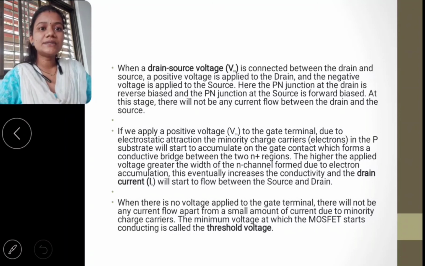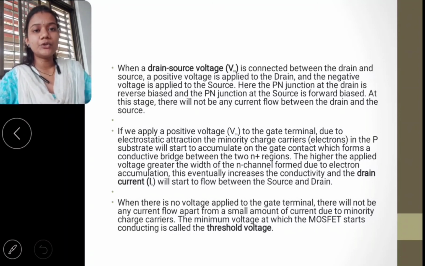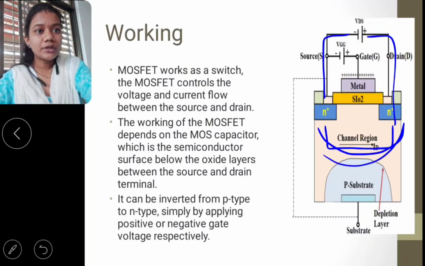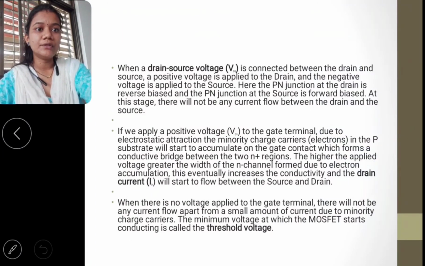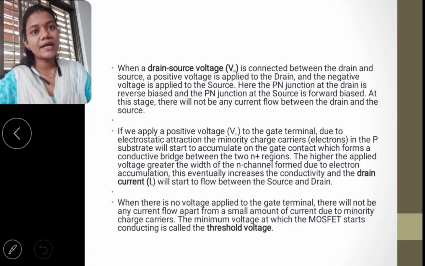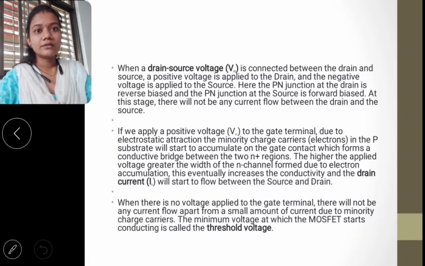Now the third case is when there is no voltage applied to the gate terminal. At that time, there will not be any current flow apart from a small amount of current due to the minority charge carriers. So when there is no supply voltage, because of the minority carriers, a small current is available.